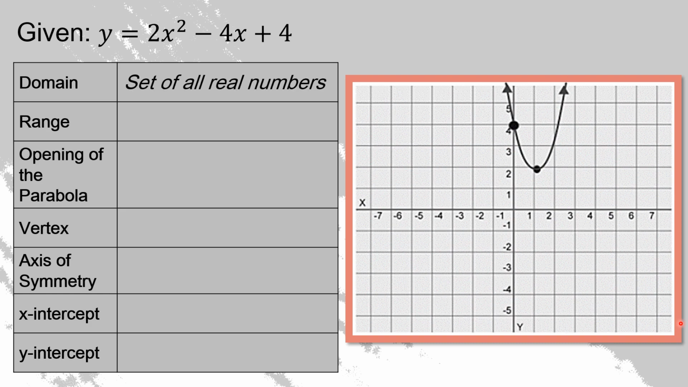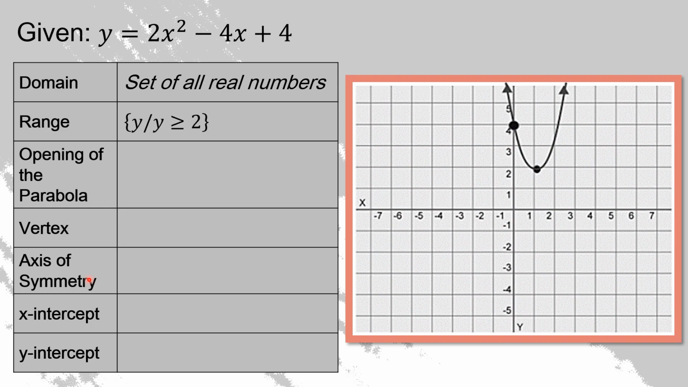Again, the domain is the set of all real numbers. Next is the range. As you can see, our parabola is upward. Therefore, the range is y such that y is greater than or equal to 2. Where did we get the greater than or equal to? It is because our parabola is upward. If it is downward, we will use less than or equal to. And the 2 is the value of k we got earlier.